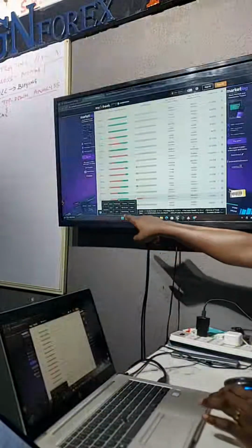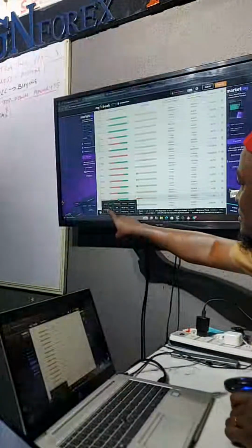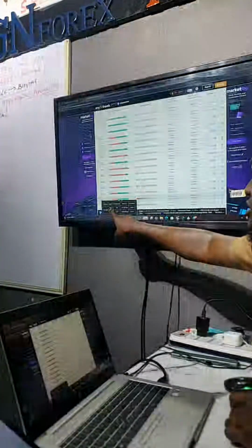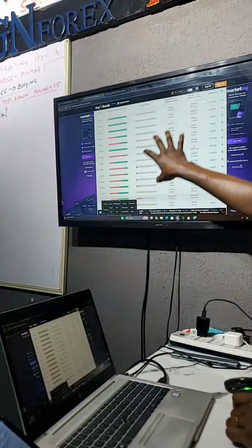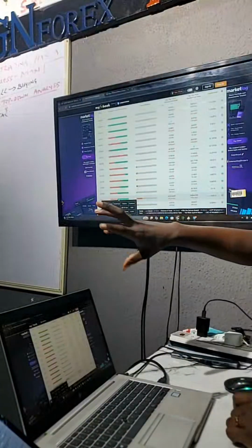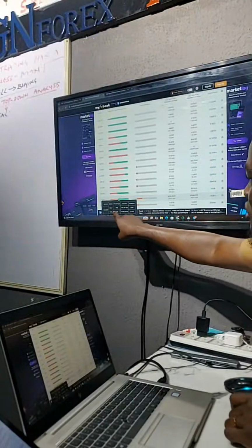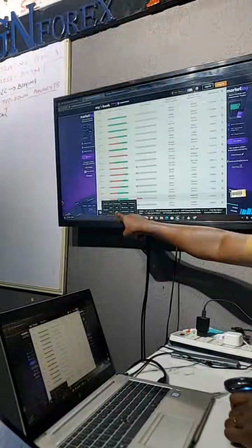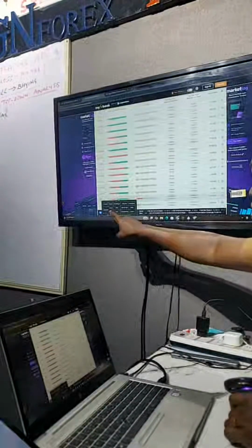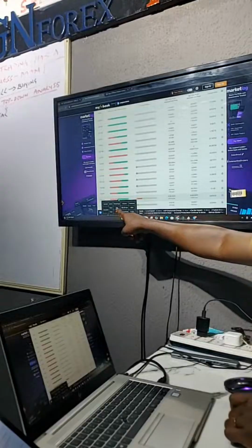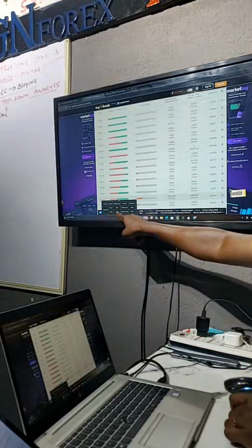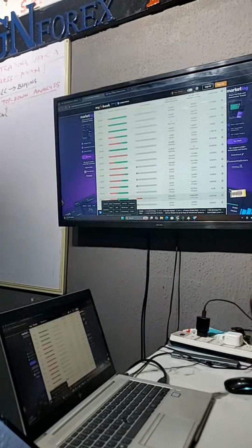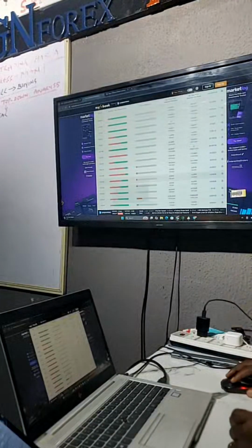Understand? So once you put your cursor there, you will see the information, which is the symbol first, which is gold. Then you will see action. Remember, the only thing that happens in the forex market is buying and selling. So it's either we have more buyers or more sellers. Short means sellers, long means buyers. As at today, we have 39% of sellers and 61% of buyers.